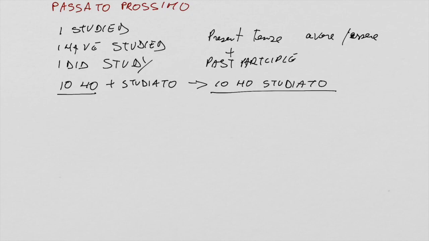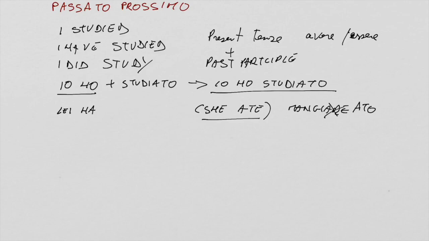She ate. So first, you write or say lei ha, because the first part of the passato prossimo is formed with the present tense of avere. So since it's she ate, it is lei ha, and then you take the verb to eat, that in Italian is mangiare, and you make the past participle. You drop are, you add ato, result is mangiato. So, lei ha mangiato.